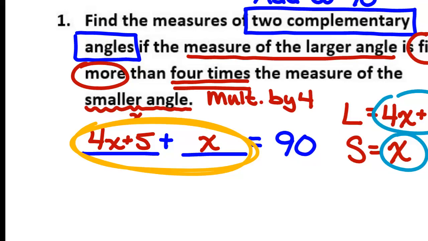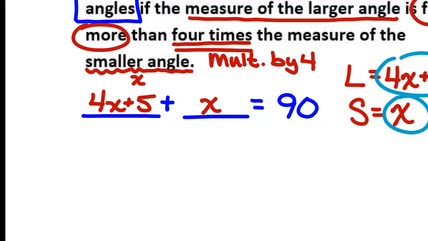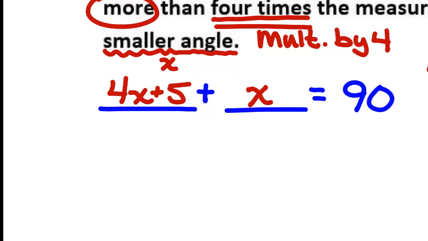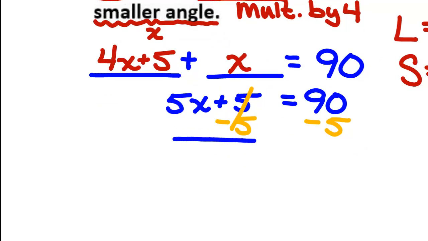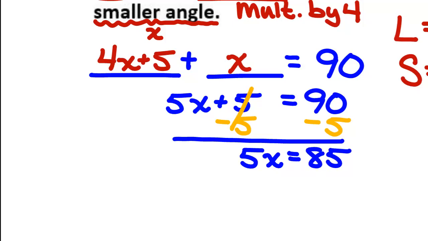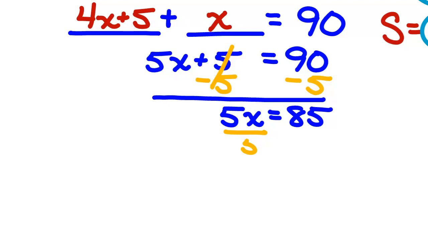Yes. X and 4x. What happens when I put x and 4x together? We get 5x. So 5x plus 5 equals 90. We want to get x alone, so I'm going to minus 5 from both sides. So 5x equals 85. And then we're going to divide both sides by 5.